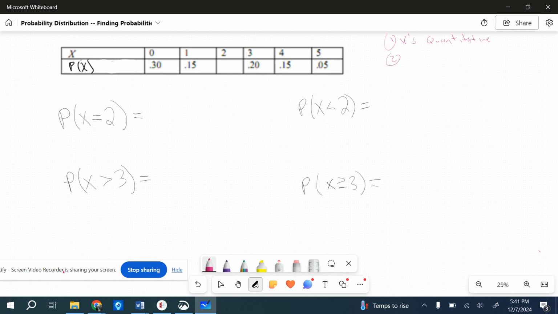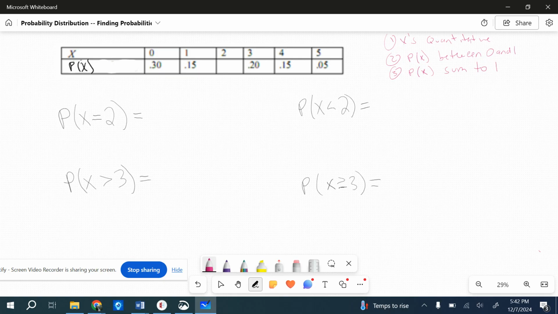Rule number 2, the probabilities of x's are between 0 and 1. And then that third rule is that the probabilities of the x's has to sum to 1. So they have to add up to 1.